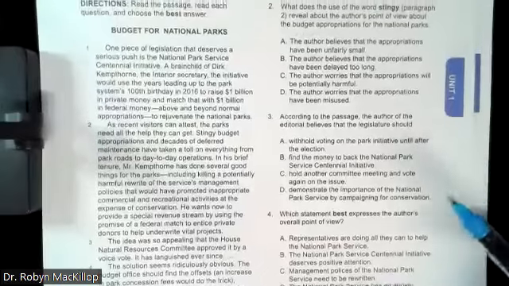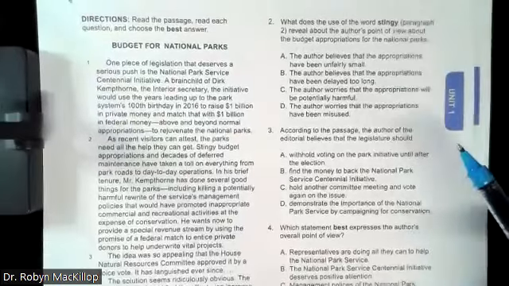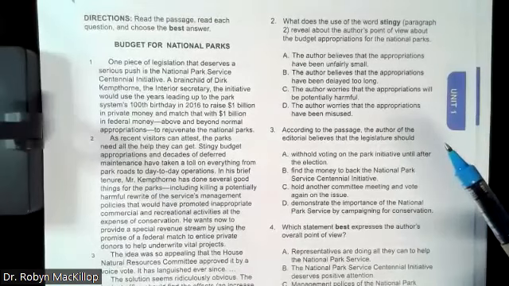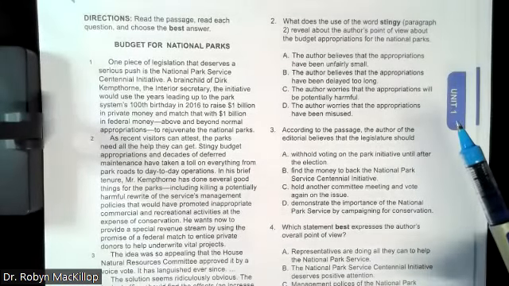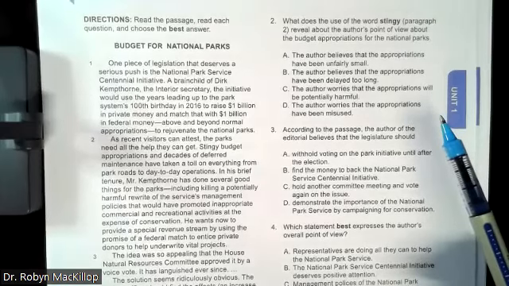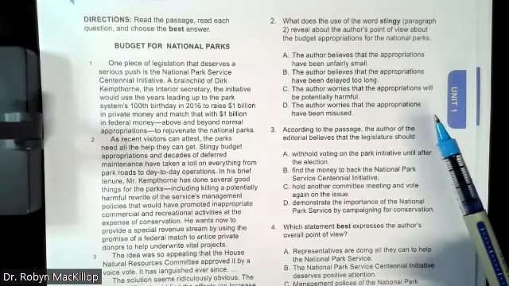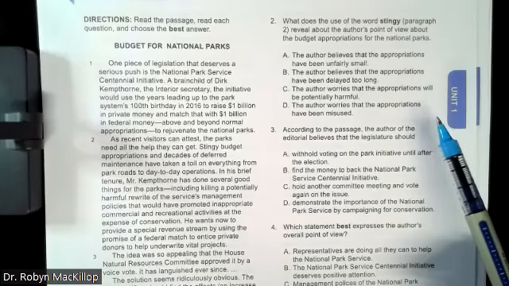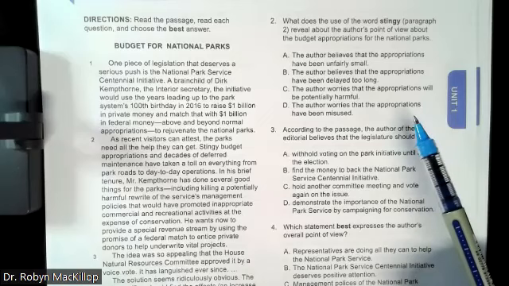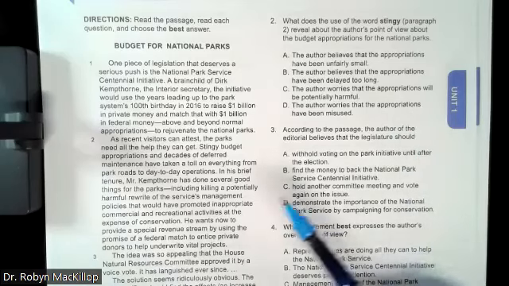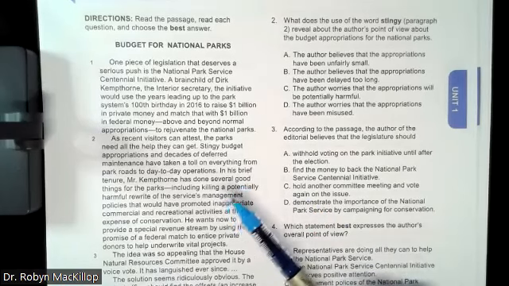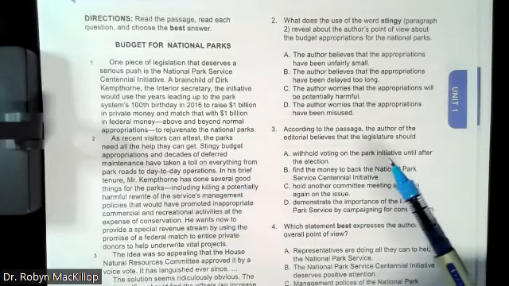What we're going to do before we read is check the questions and see if there's anything we can answer without reading the entire thing. So what does the use of the word stingy in paragraph 2 reveal about the author's point of view about the budget appropriations for national parks? Even though they point us to paragraph 2, we may need to read more, although we could probably figure it out just by reading 2.